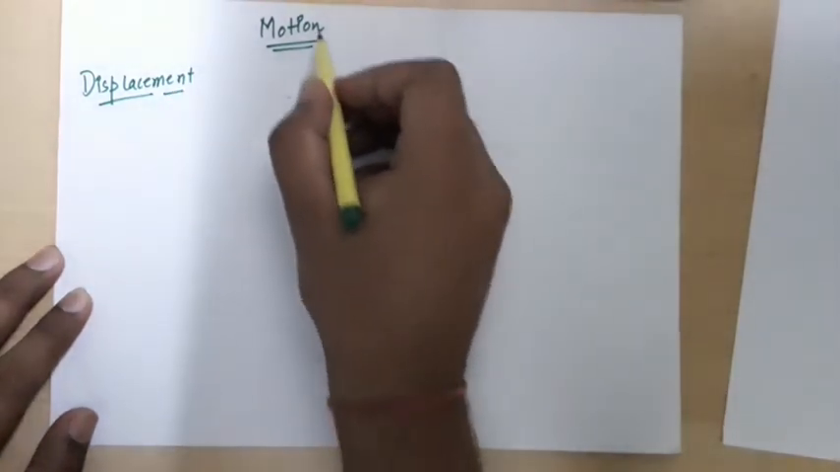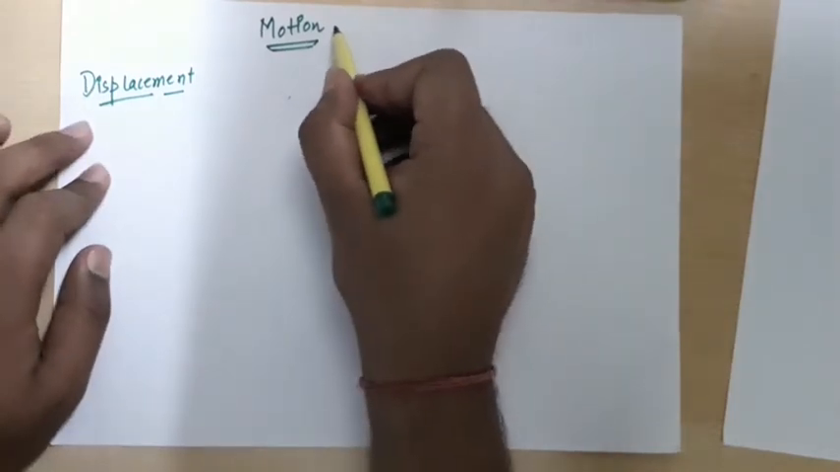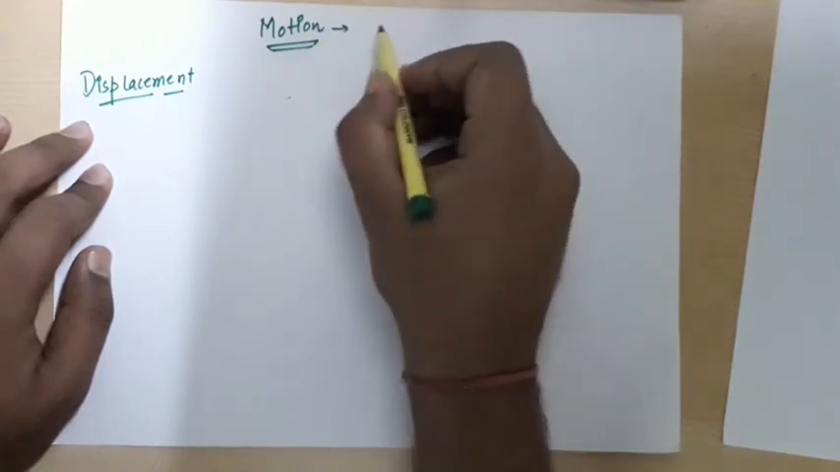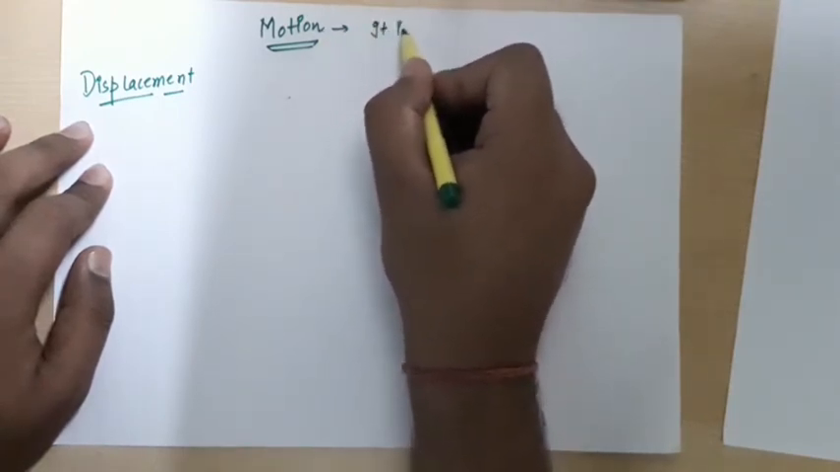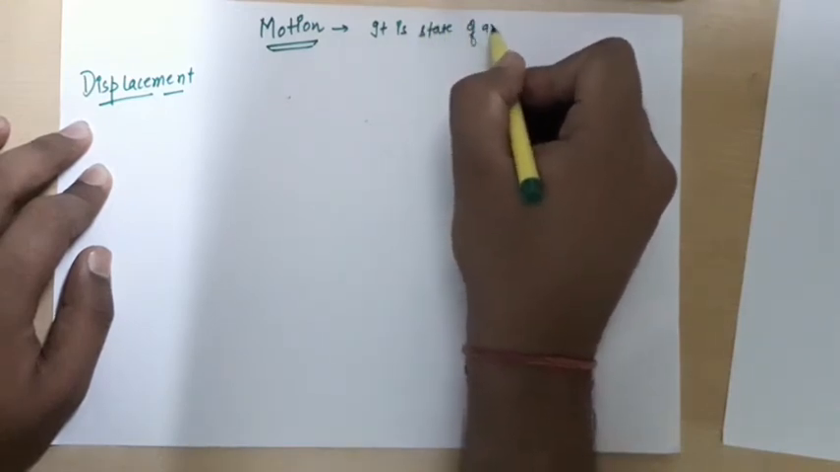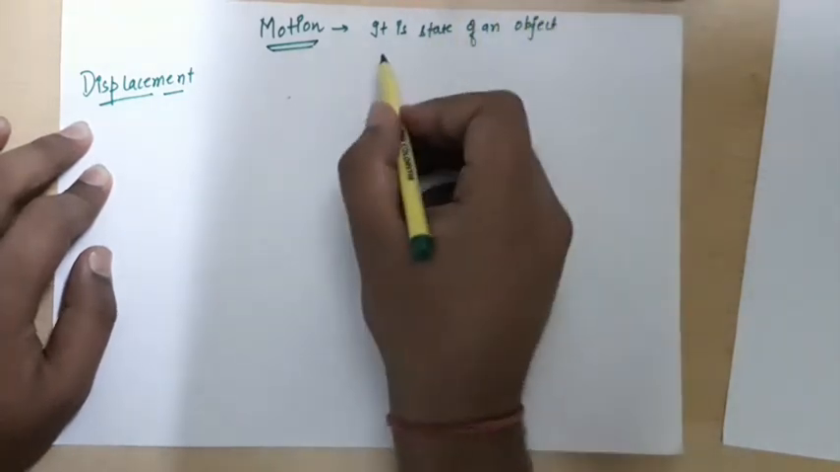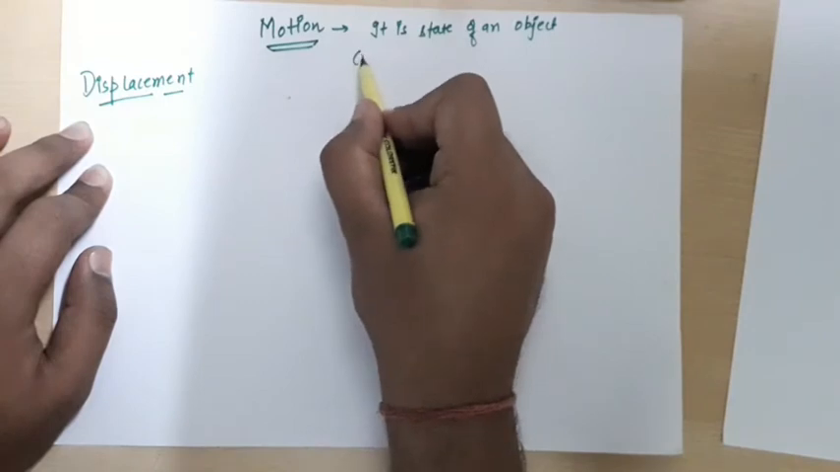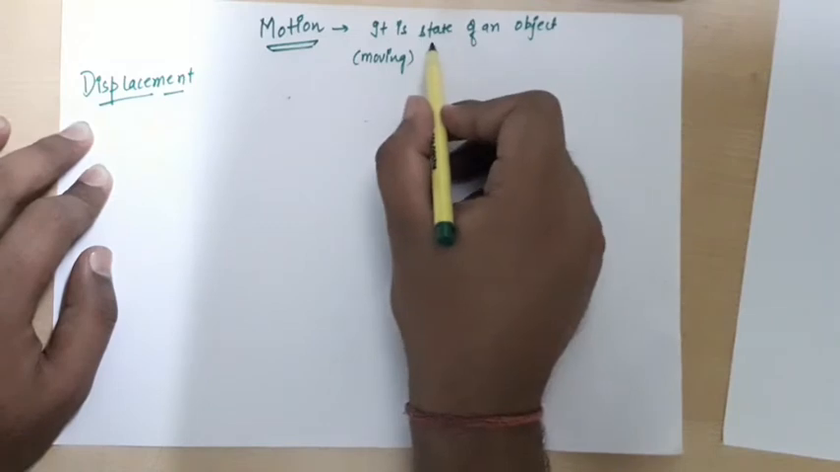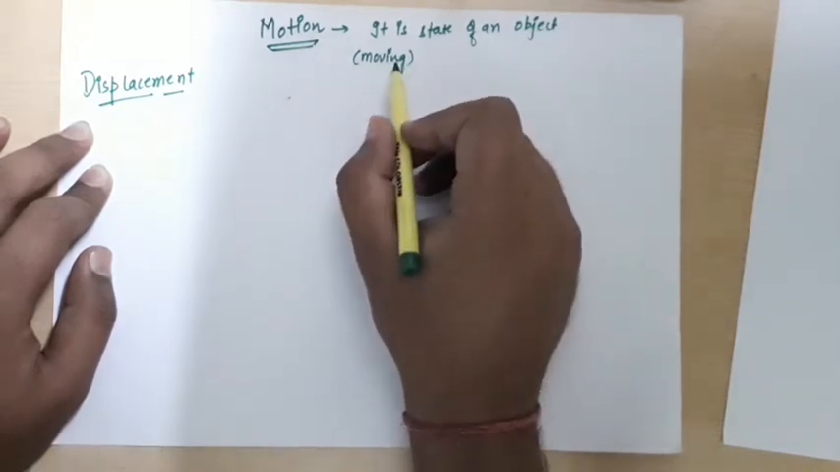So first of all, what is motion? We can understand it. It is a state of an object. Motion is just a state of an object. So when the state of an object is moving, then we call the object is in motion. When the state of an object is moving, then we can say the object is in motion.